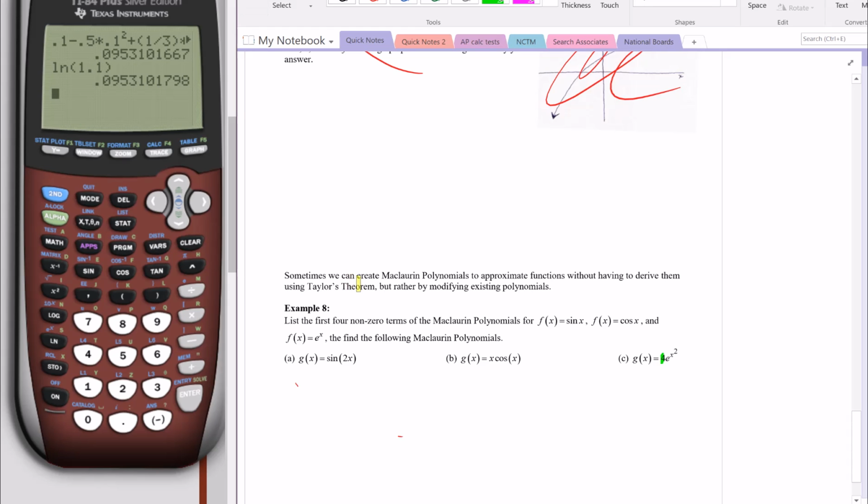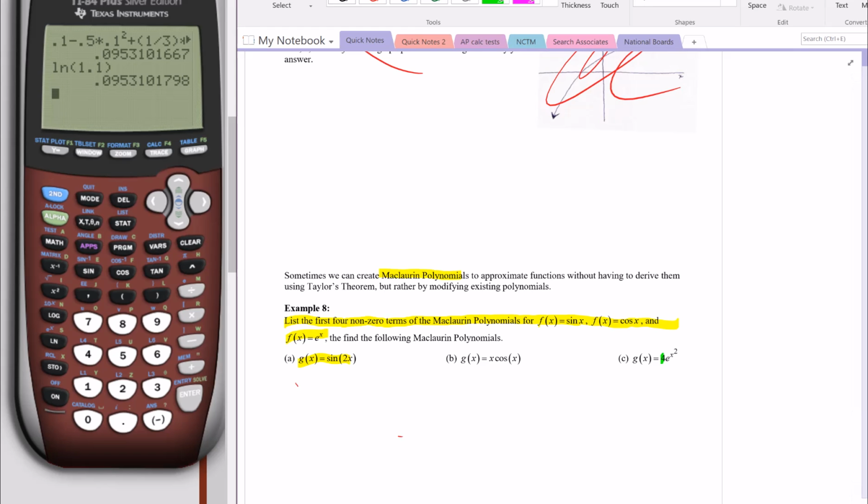Sometimes we can create Maclaurin polynomials using other Maclaurin polynomials that we've already created. So we've already created sine, so I could pretty easily recreate sine of 2x. What I want you to do, and I actually want you to do this, is pause the video, and list the first 4 non-zero terms of the Maclaurin polynomials for sine, cosine, and e to the x. Remember, you're finding the derivatives, you only need the first 4 non-zero terms.